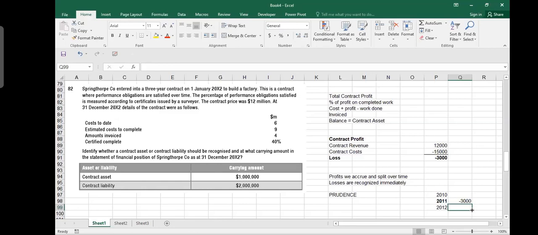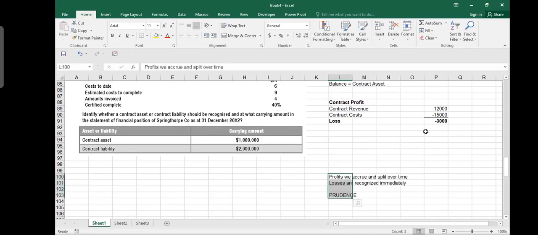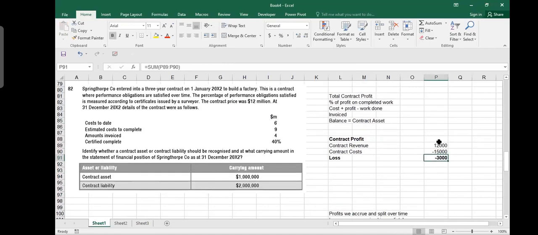There is no option available to you by which you can just carry forward some loss. You cannot say, okay, half of the loss I recognize this year and half of the loss I recognize next year. It cannot happen. If there is a loss, it must be recognized immediately. This is what I said, that profits we accrue and split over time, losses are recognized immediately. So based on this, now we've got this loss of 3 million. We cannot say that, okay, we have done the 40%.